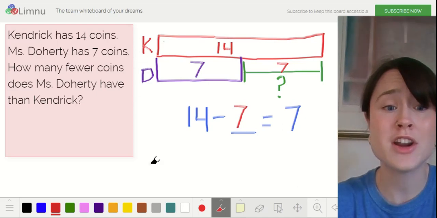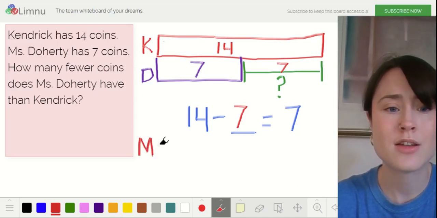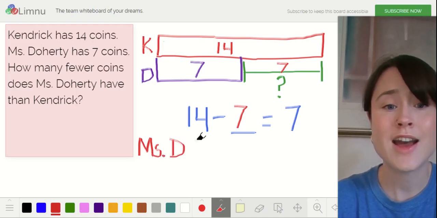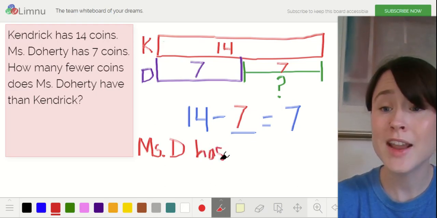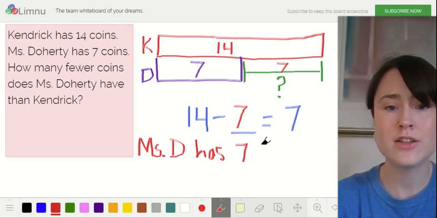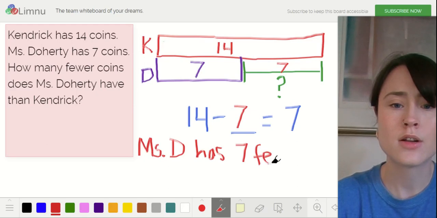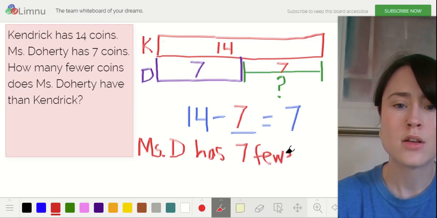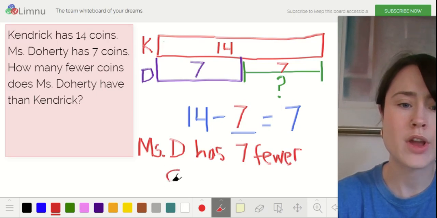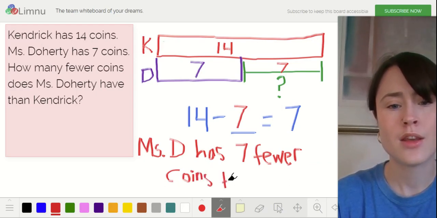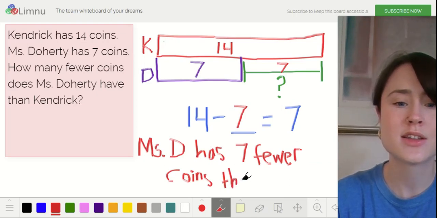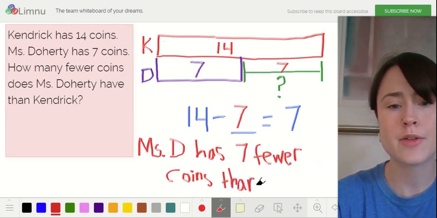Yeah, we can say that Miss Doherty. So go ahead and write this with me. Miss Doherty has how many fewer coins? Yeah, that's right. 7 fewer. Has 7 fewer coins than Kendrick, because Kendrick had more. Make sure you have your solution sentence next to or underneath your bar model.